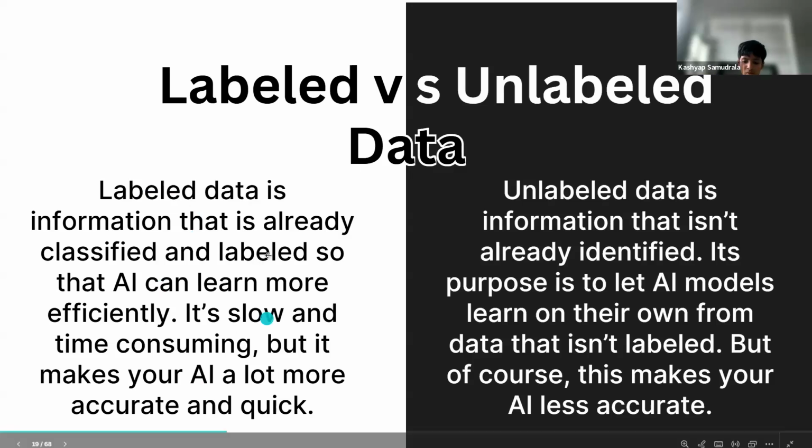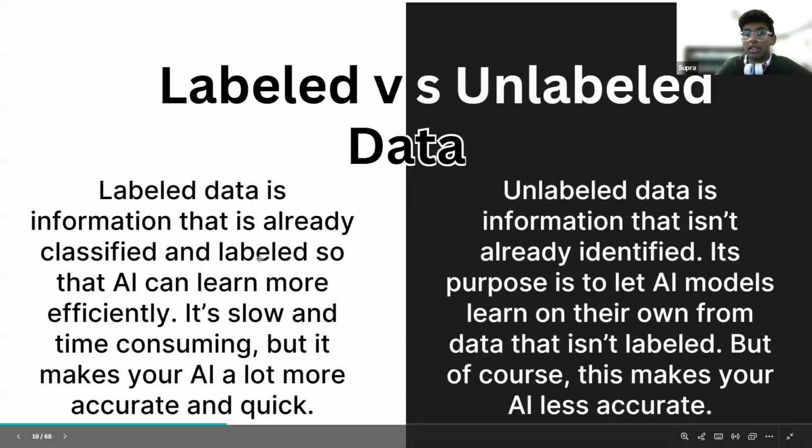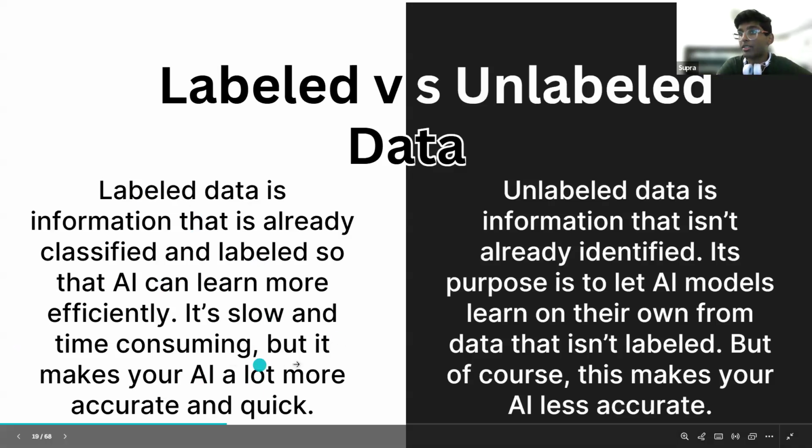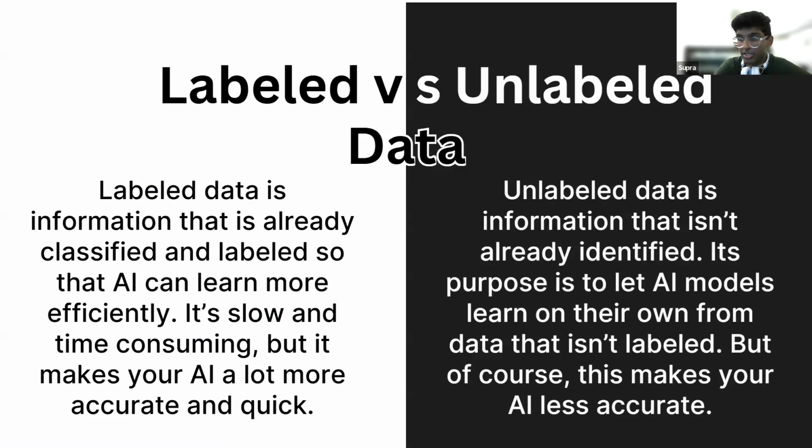So creating labeled data and labeling all the data is really slow and time consuming, but it makes your AI a lot more accurate and quick. So imagine you have a large group of animal images, so not just cats and dogs or whatever, but every animal. For labeled data, someone would have to go through all the images and label them as dog or cat or fish or whatever animal it is. And a lot of people might think that is very boring and they would not want to do it. So that's what I mean by it being slow and time consuming and also boring.